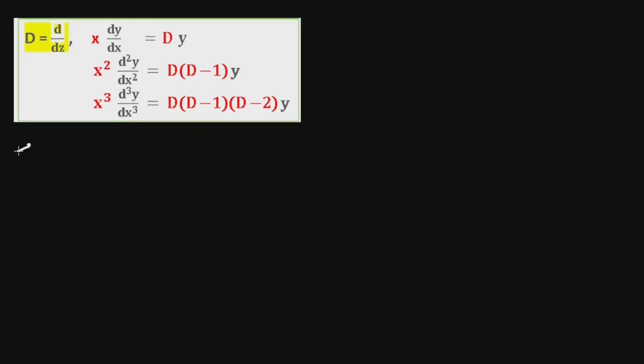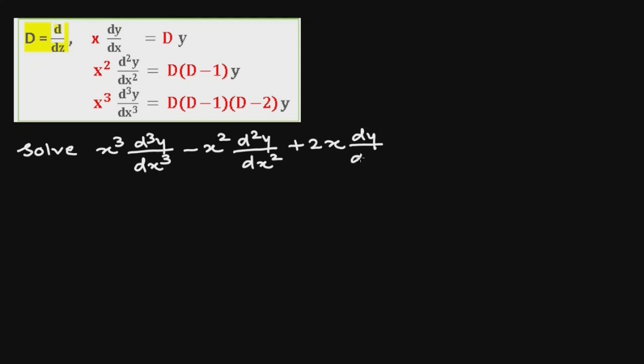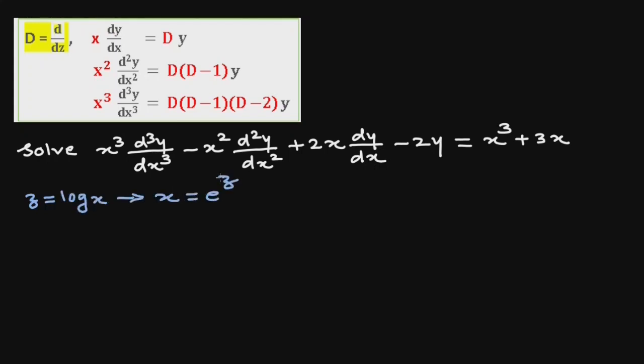Solve x cube d cube y upon dx cube minus x square d2y upon dx square plus 2x dy by dx minus 2y equals x cube plus 3x. This is a Cauchy's equation which can be transformed into a linear differential equation with constant coefficients by substituting z equals log x, which means x equals e raised to z.